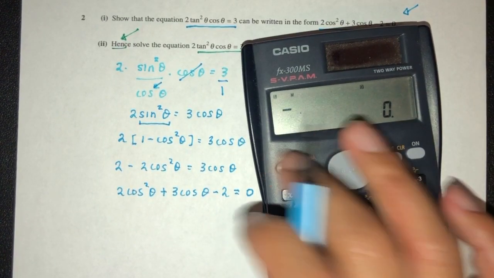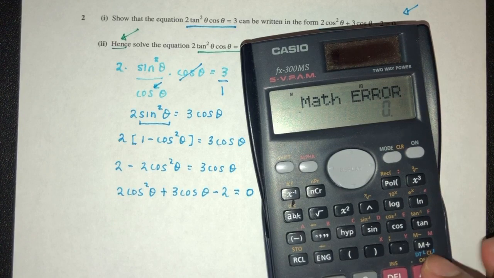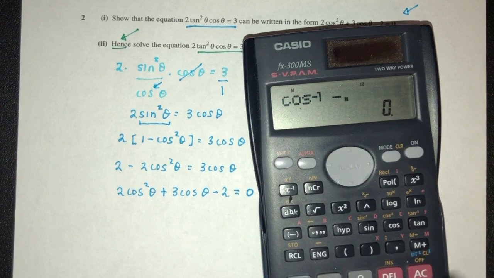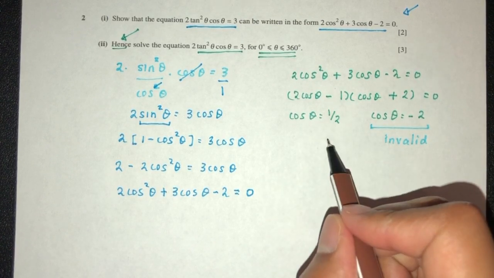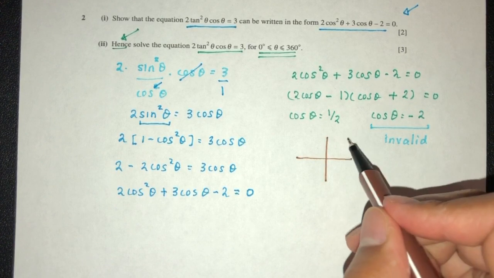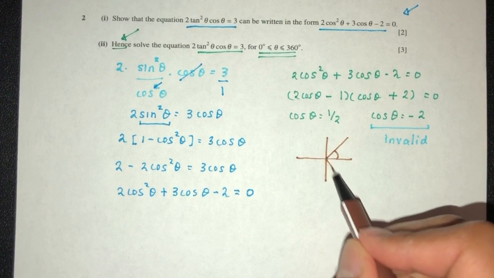You can also check. Cos inverse of 2 is error. Cos inverse of minus 2 is also a mistake. Not possible. Now for this one, pretty easy. Since the value of cos is positive, it will be in the first quadrant and in the fourth quadrant.